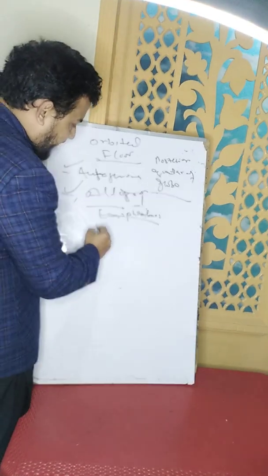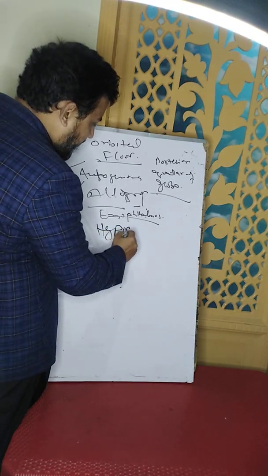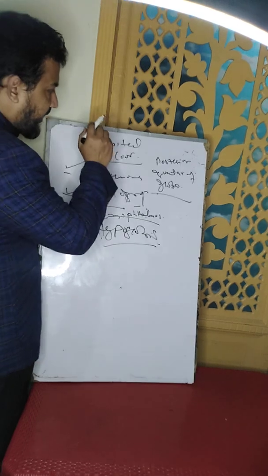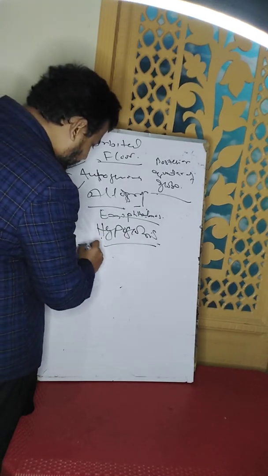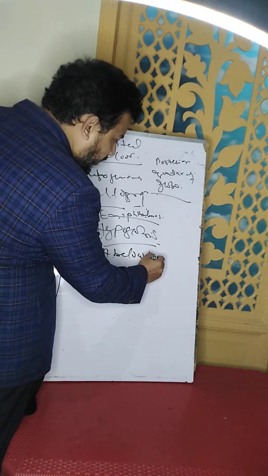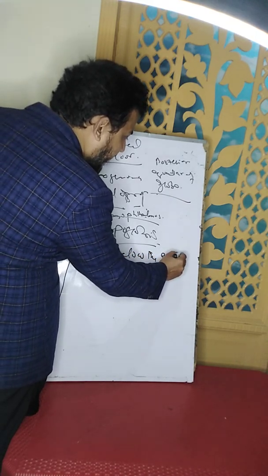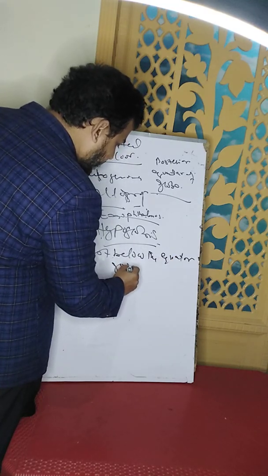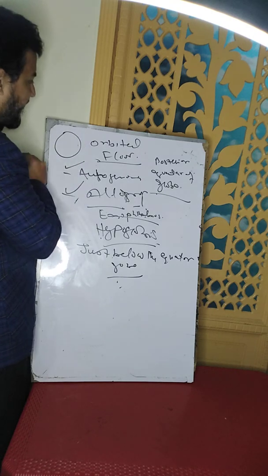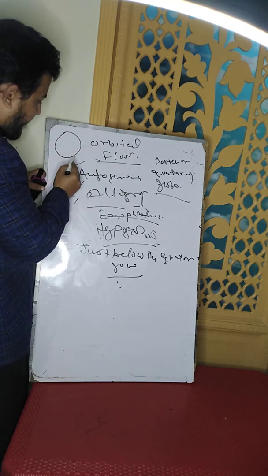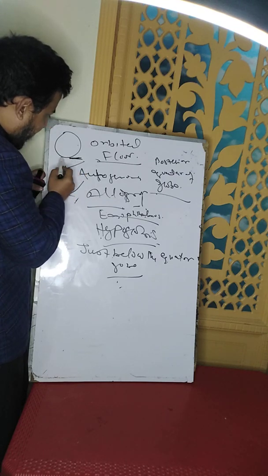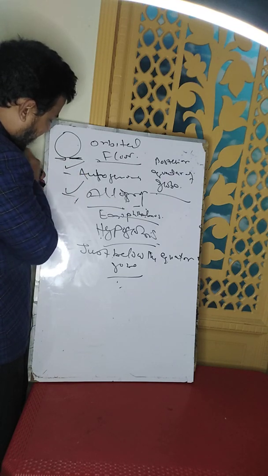While in case of hypoglobus, we have to place the graft material just below the equator of the globe. This is very important. In case of anophthalmos, we have to place it right here, posteriorly, while in case of hypoglobus, we have to place it right here.